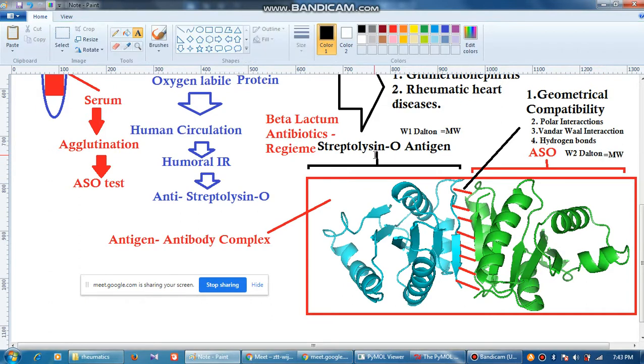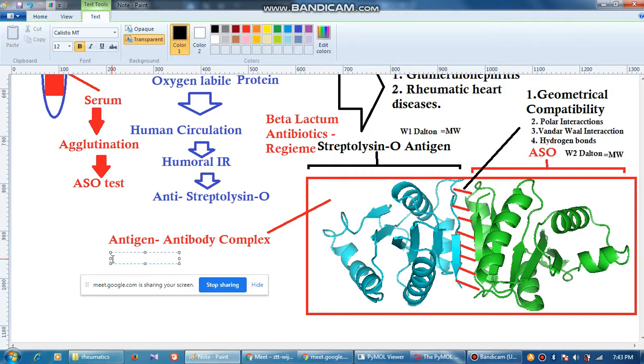Now can anybody tell me whether the antigen-antibody complex molecular weight will be more or less? It will be definitely more, isn't it? So we can write it like this: W3 is equal to definitely W1 plus W2, isn't it? And we can also write it like this: W3.